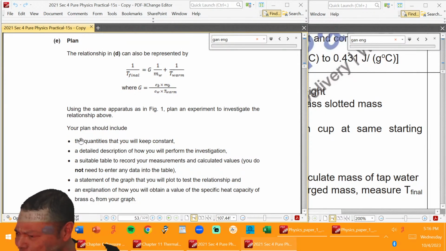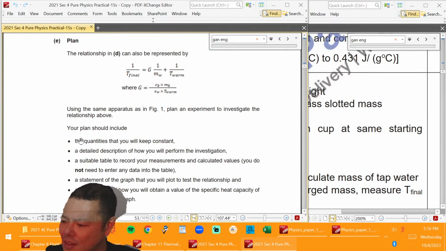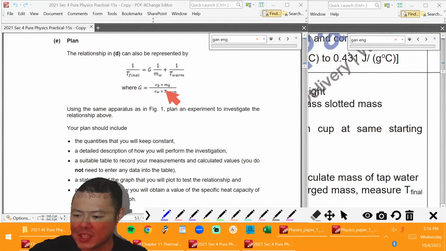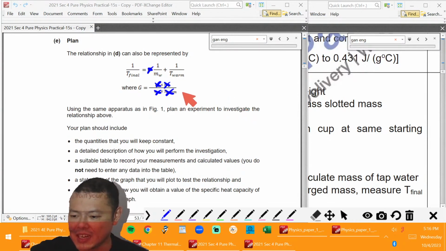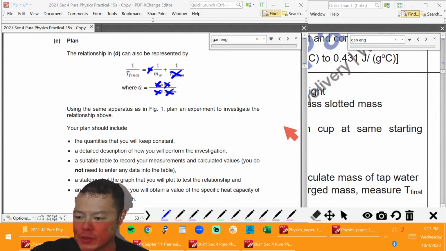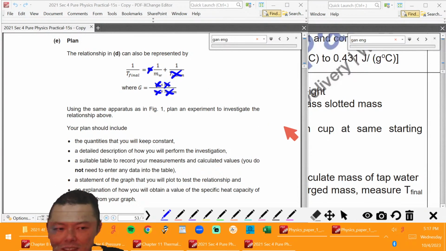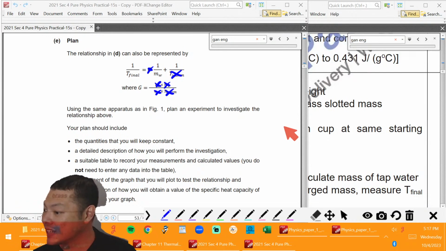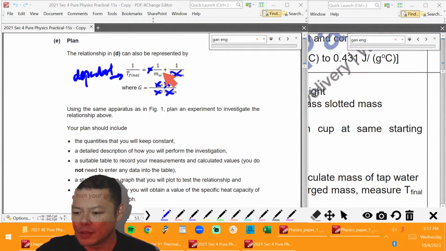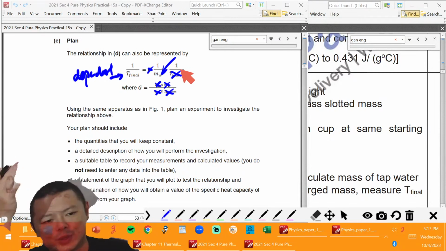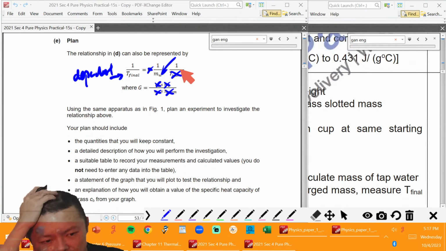So what are you allowed to change then? You can't change this, this, this, this. And in fact, if you can't change T1, we can't change the T1 outside here either. So there are these two things you can change, right? But T final is a dependent variable. So the only thing that you can change is just the mass of water, the amount of water that you have. You understand what I'm saying?